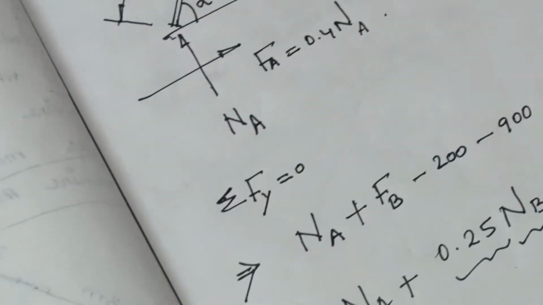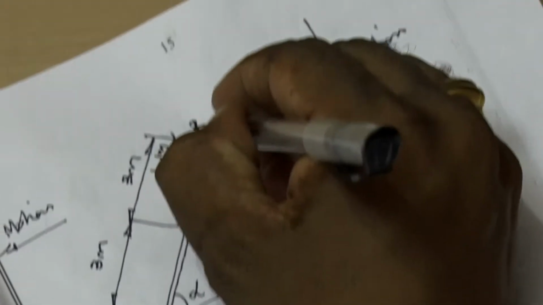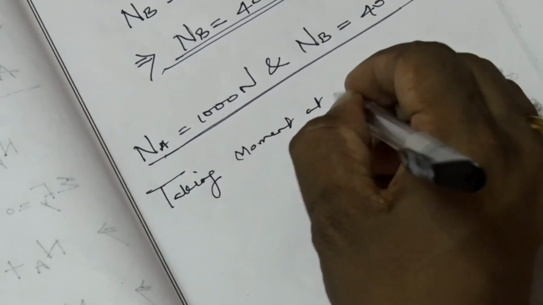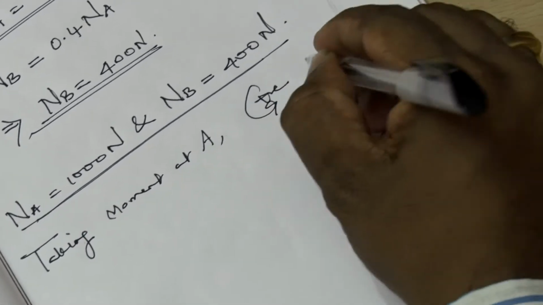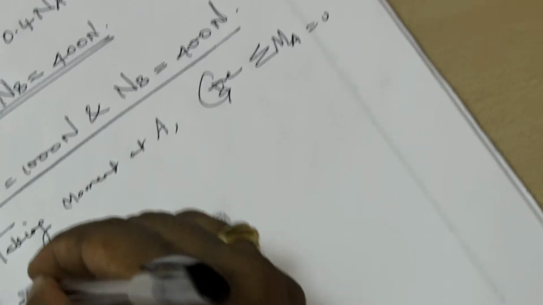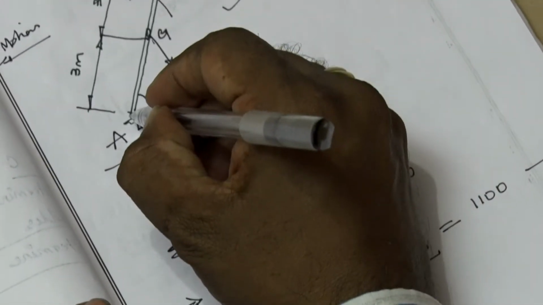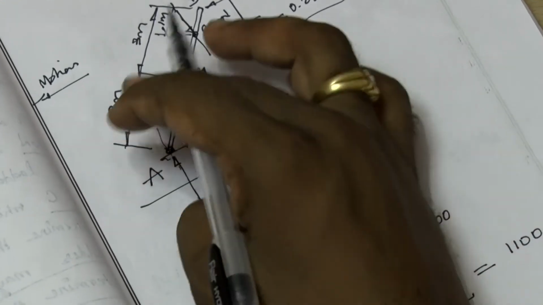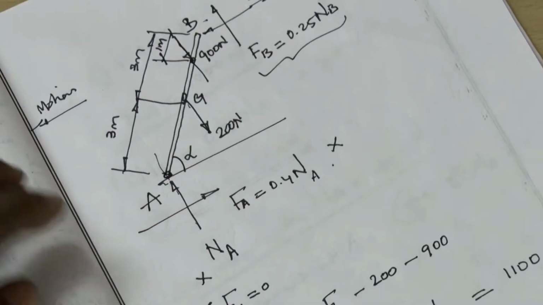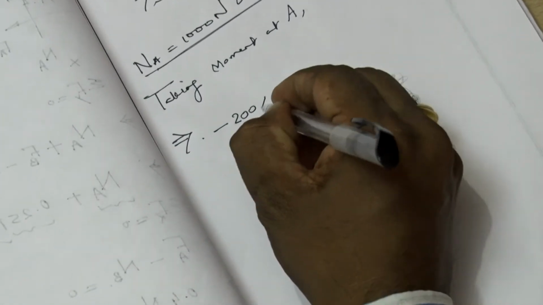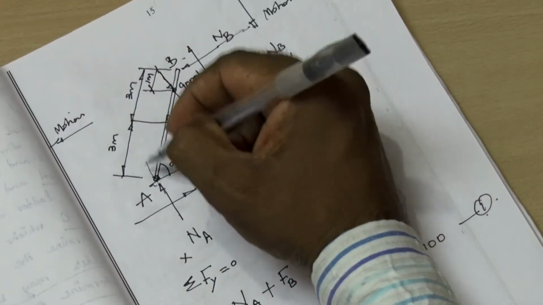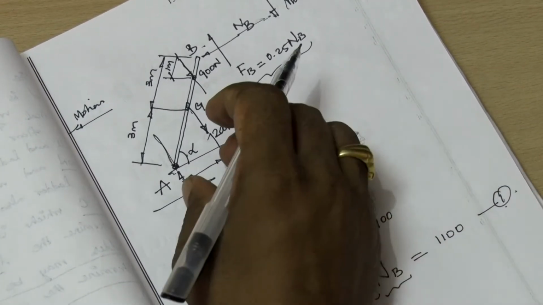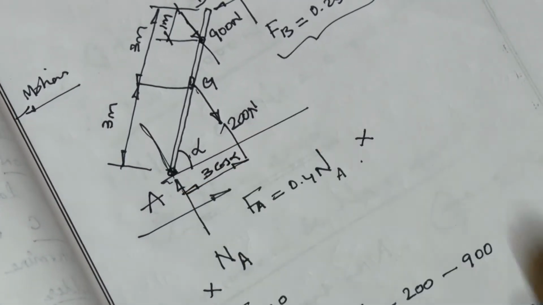Now, taking moment at A, this is A and this is B. Counterclockwise positive, sigma MA equal to 0. We can eliminate the forces for which the line of action passes through A, that means NA and FA. We take the 200 force, which is clockwise, therefore minus 200 multiplied by this distance. Because this is alpha, this is the cos component, so this distance is 3 cos alpha.